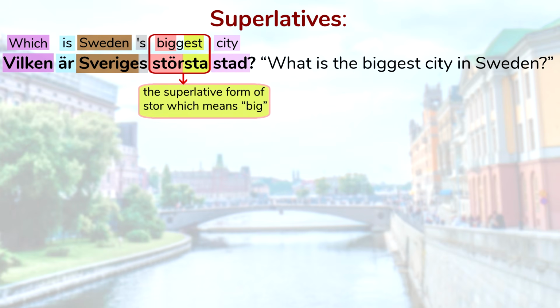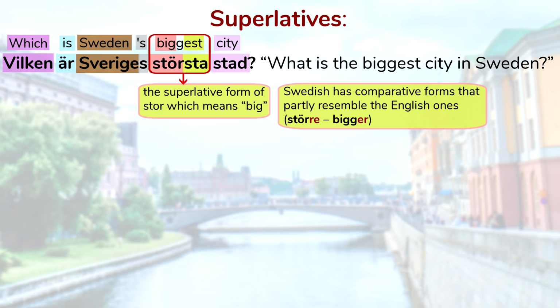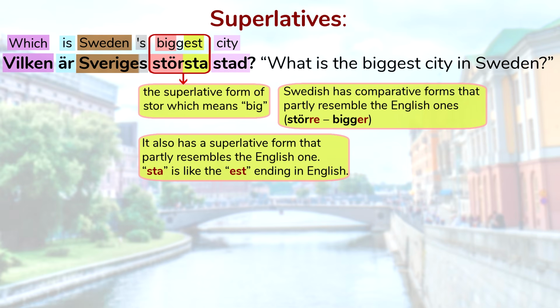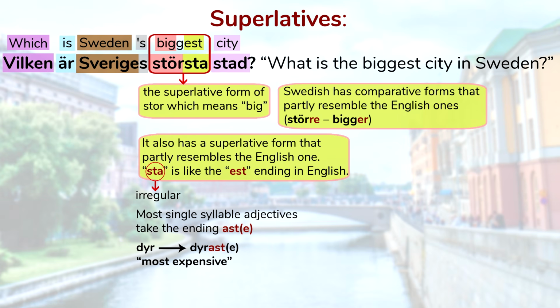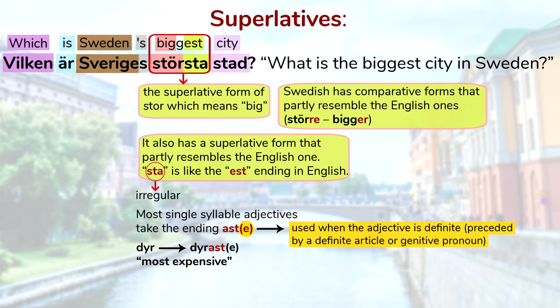Next, största is the superlative form of stor, which means big. Just like Swedish has comparative forms that partly resemble the English ones, in this case, större, bigger, it also has a superlative form that partly resembles the English one. Sta is like the est ending in English. But this one might not be the best example, come to think of it, because it's irregular. Most single-syllable adjectives take the ending ast or aste, like dyr, dyraste, most expensive. The form with the e at the end, aste, is used when the adjective is definite, particularly when preceded by a definite article or genitive pronoun.